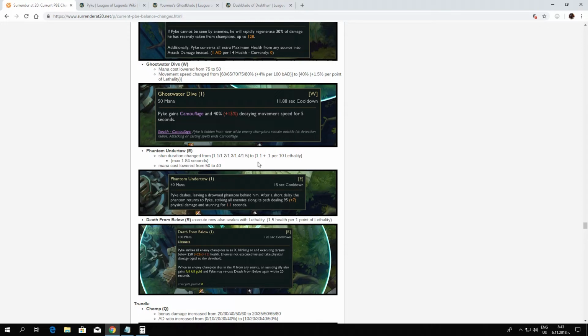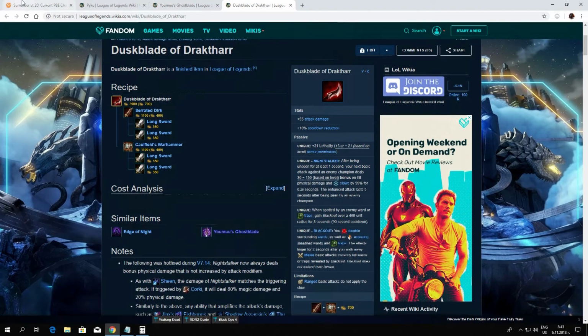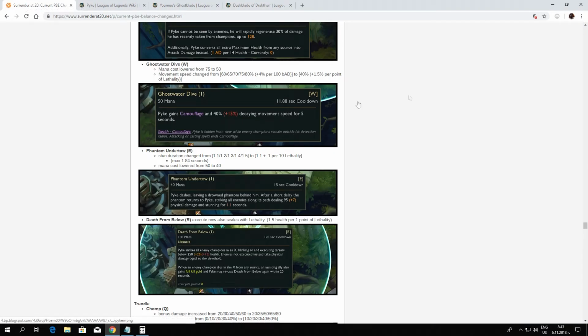So those are not like huge scalings. If you get the Serylda's... the Ghostblade and Duskblade of Draktharr, you're going to have 39 lethality, roughly 40. And so basically this is going to give plus 1.5%. This is going to give you actually 100% movement speed, so it is pretty nice. This thing is going to extend the duration of stun by like up to 1.5, so basically like it was before, but for less mana.